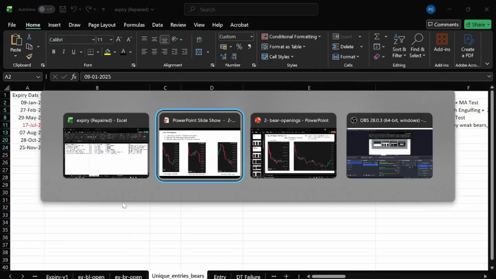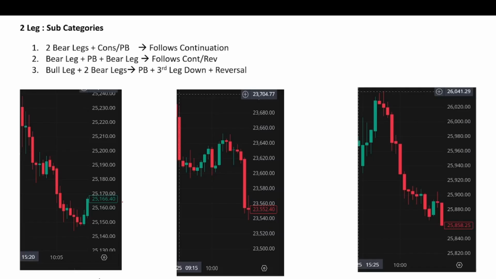Let me just show that in the PPT. So one category is 2 bear legs followed by either consolidation or pullback. What we should look for is continuation. And second, let me show them. So this is the example, bear leg 1 and bear leg 2, and we had a small pullback here or consolidation.